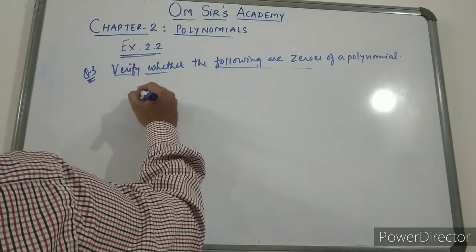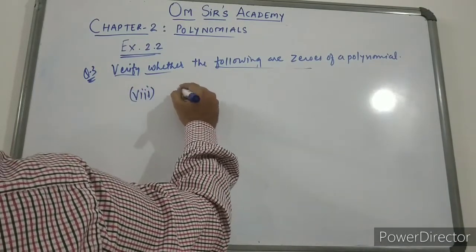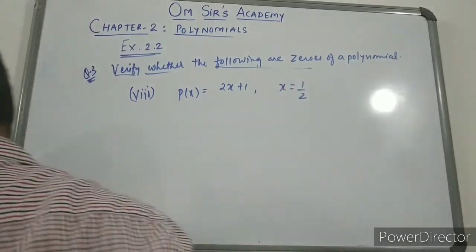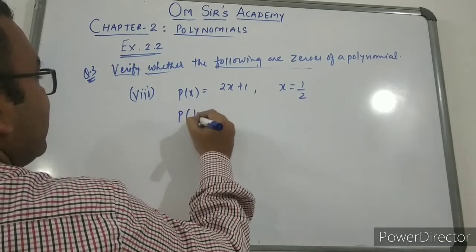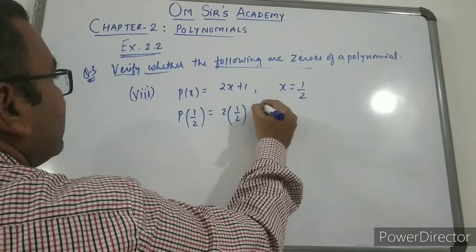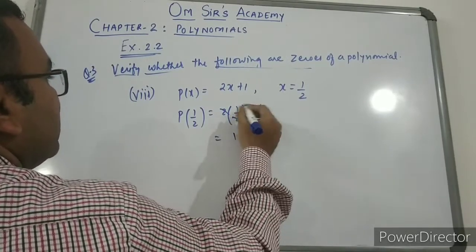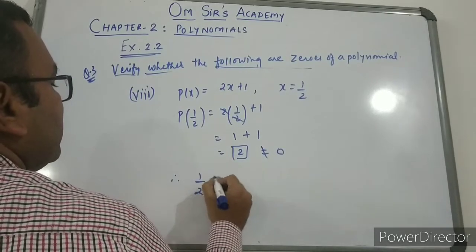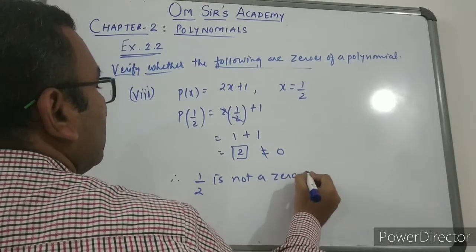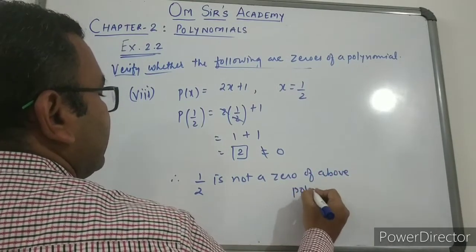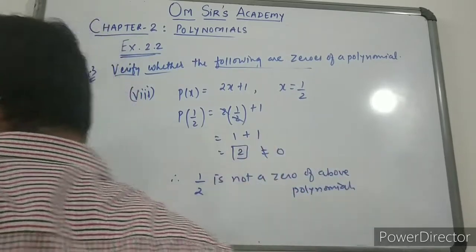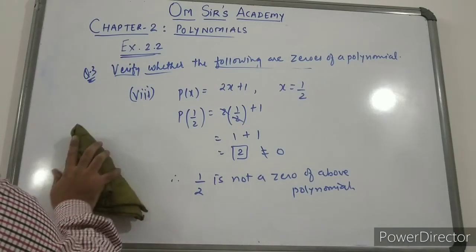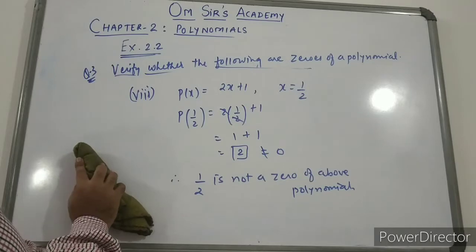Now we move to the next sum. Next sum is the 8th one. In the 8th one, we see p of x equals to 2x plus 1, and what is the value of x? We have to take 1 upon 2. So substituting 1 upon 2, we get 2 into 1 upon 2 plus 1. 2 will get cancelled. 1 plus 1 will remain. So answer is 2, which is again not equal to 0. Therefore 1 upon 2 is not a 0 of the above polynomial. So hope this question, verifying whether the following are zeros of a polynomial or not, is very clear to you.